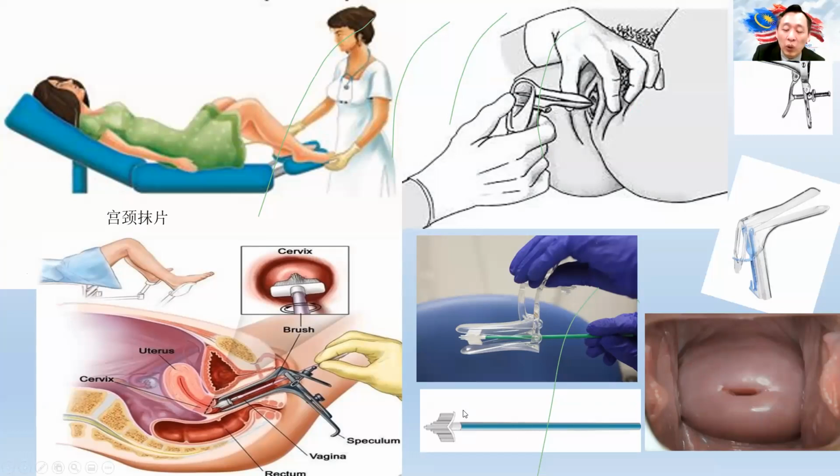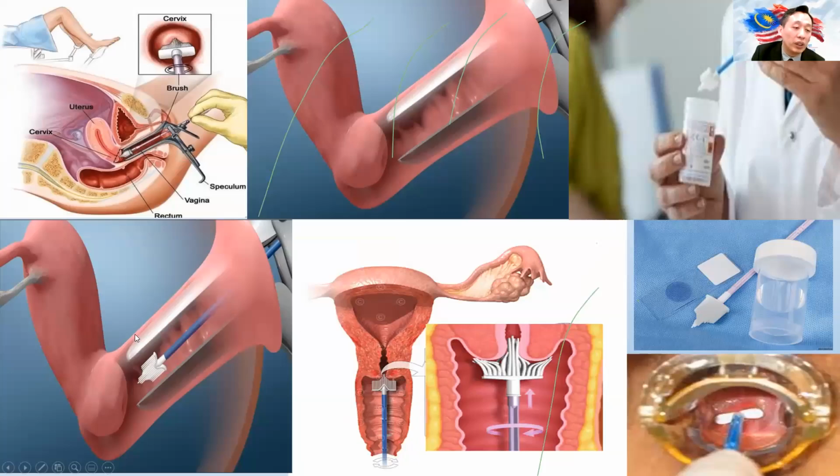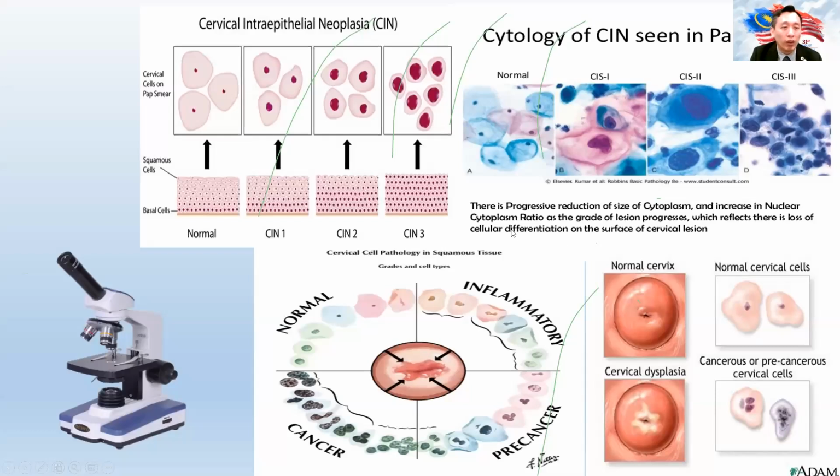And this is the cytobrush. This is the side view of the uterus and the cervix. Normally, you need to take the endocervical cells also, in order to have a good sample. Normally, the examination is done through a microscope. This shows you the normal cell, CIN1, CIN2, and CIN3, but we can skip this.